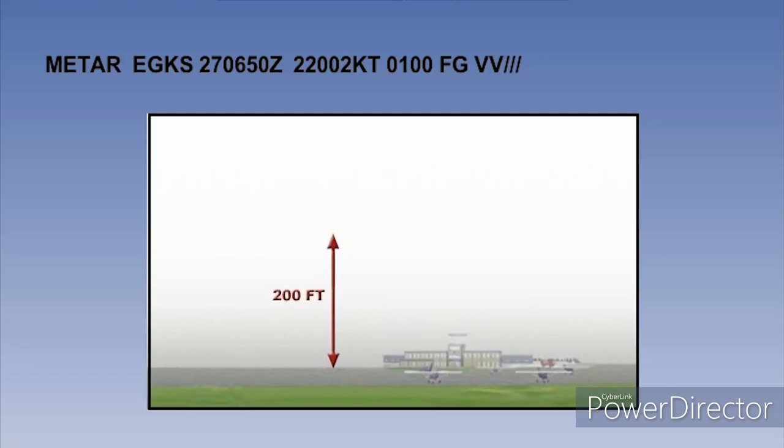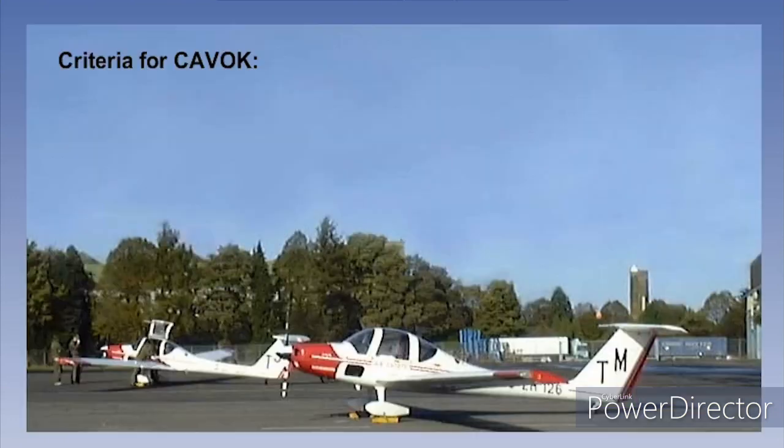Occasionally, you will see this group have a figure, for example, VV002. This states that in this case the vertical visibility is measured at 200 feet. The term CAVOK is frequently used in the METAR code to denote that cloud ceiling and visibility are OK. If CAVOK is used, it will appear in place of visibility and cloud codes.